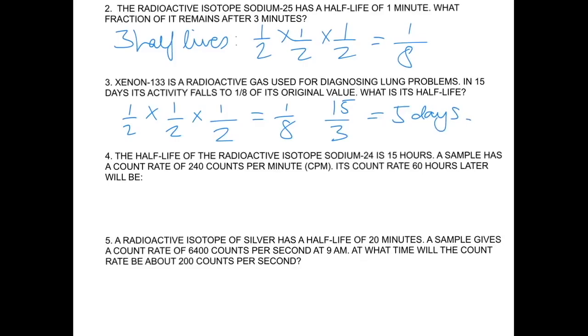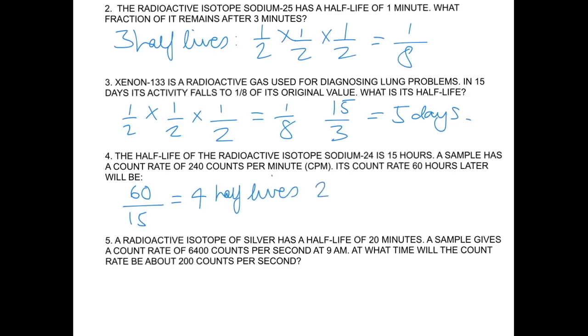Question 4. The half-life of the radioactive isotope sodium-24 is 15 hours. A sample has a count rate of 240 counts per minute. Its count rate 60 hours later will be... Okay, so this time, again, we need to find out how many half-lives have occurred. So I'm going to do 60 hours divided by 15, and I see that 4 half-lives have occurred.